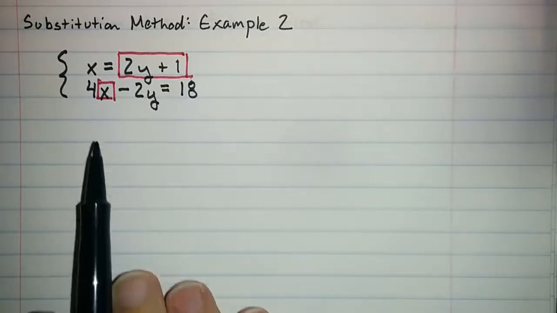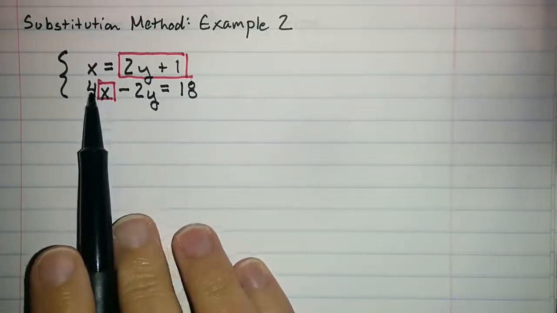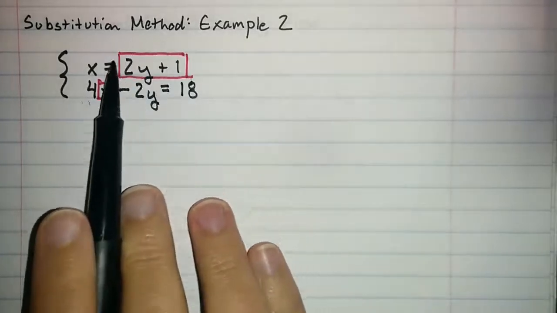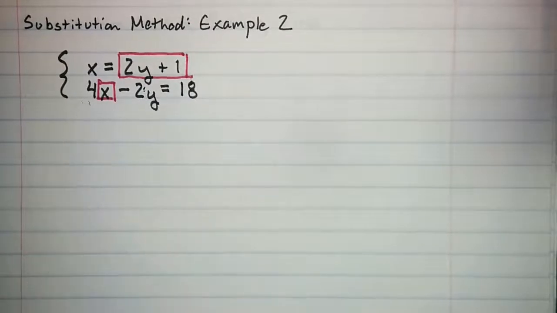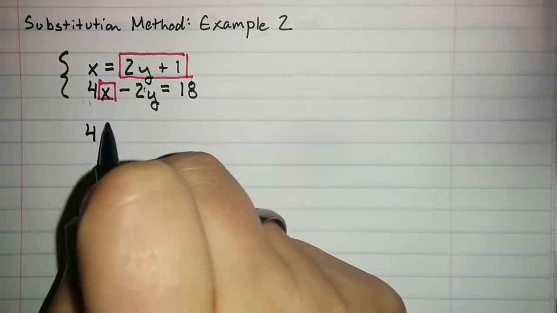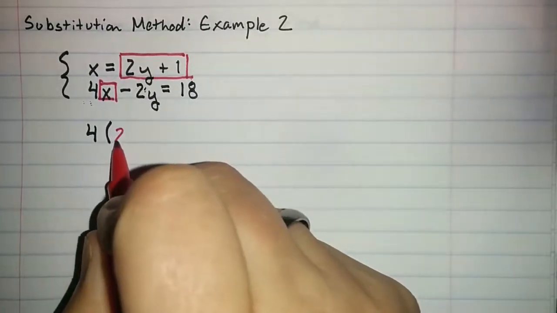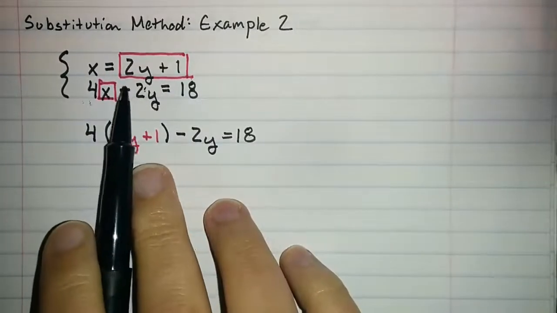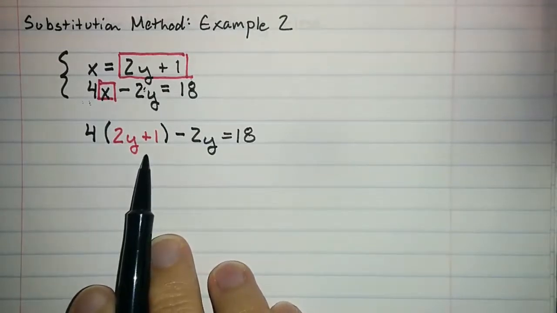But we need to be careful, because what are we multiplying by 4 here? We're multiplying x by 4. That means we're multiplying the entire 2y plus 1 by 4. So when we do the substitution, we should put this expression that's equal to x in parentheses. Whenever you do any sort of substitution, it's best to put what you're substituting in parentheses.